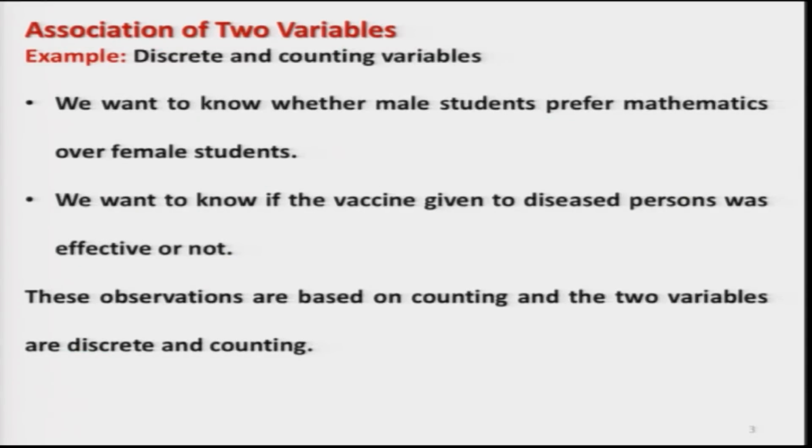Similarly, if I take another example, in this example I will try to consider variables which are discrete. Their values are obtained only at points, right. For example, if I want to know whether in a college male students prefer mathematics more than the female students or not, or whether the male students prefer biology over maths or not.